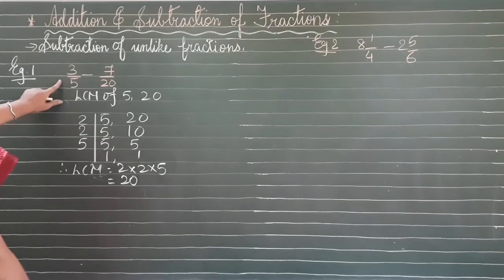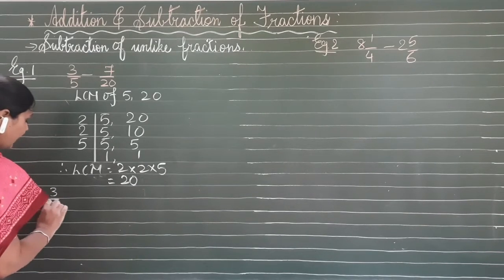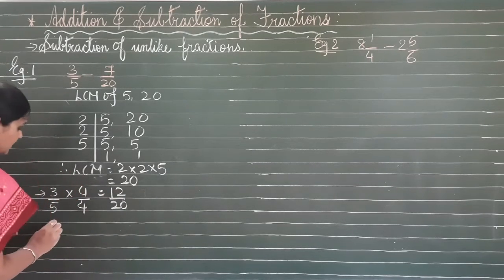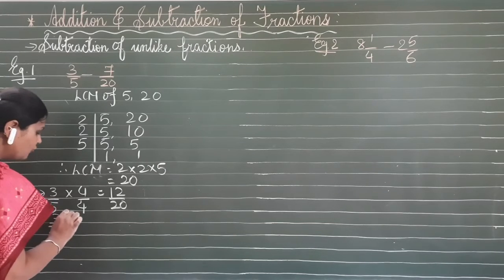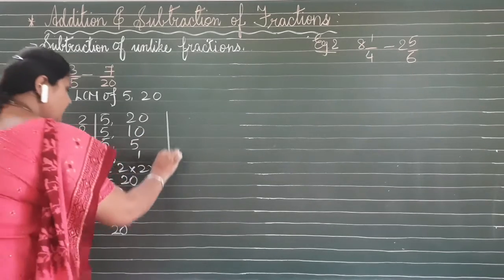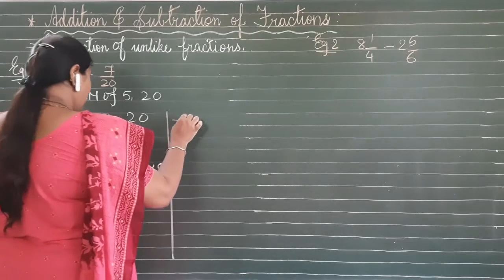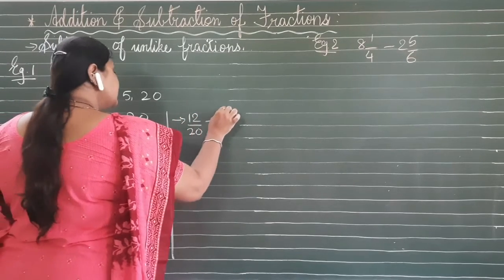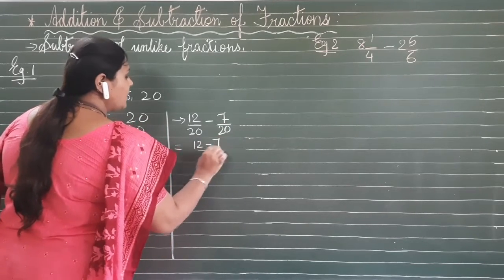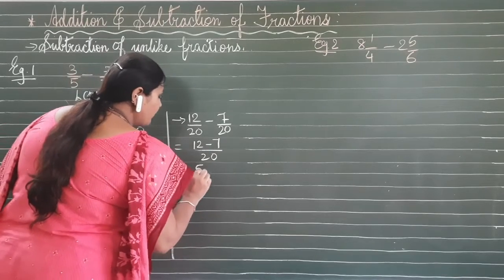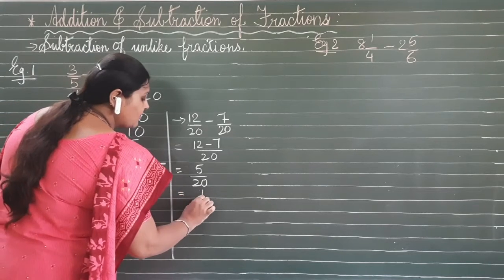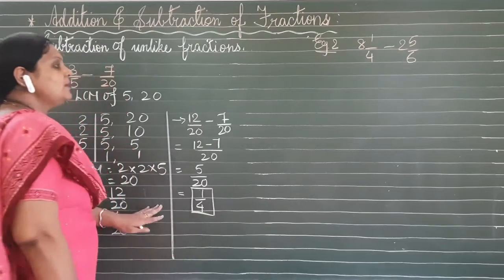Now make denominator equal. 3 upon 5 into 4 upon 4. 12 upon 20. 7 upon 20 into 1 upon 1. That is 7 upon 20. Now we can subtract as denominators are same. 12 upon 20 minus 7 upon 20. So 12 minus 7 upon 20. 12 minus 7, 5 upon 20. Convert this into simplest form. 5 1s are 5, 5 4s are 20, so 1 upon 4 is our answer.